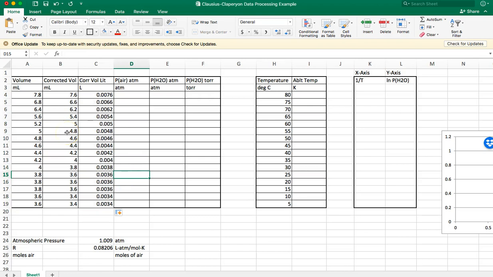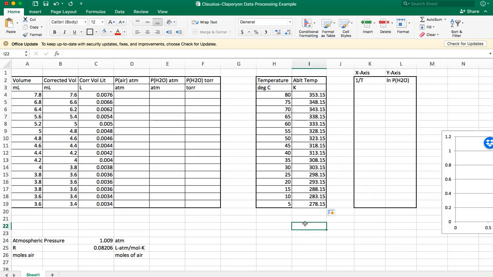Another easy thing to take care of right away would be converting our temperatures from Celsius into Kelvin. The way we're going to do that is hit equals, click on the cell we want to add 273.15 to, so then we do plus 273.15, click on the cell, go to the right-hand corner, and drag down. Everything's automatically calculated. All right, so that's the easy stuff.